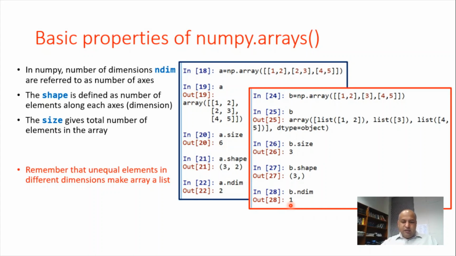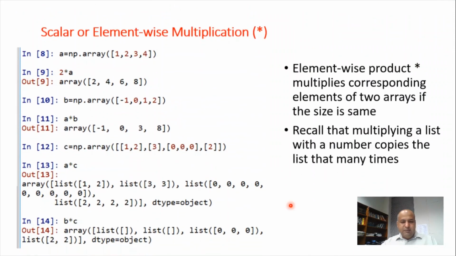Okay, so this is how we can check basic features of these NP arrays. And let's now see the multiplication, because this is one of the important things that we will be doing with these arrays: multiplying different arrays with themselves or an array with a scalar number. So one way of multiplying is through the star operator. So what does the star do?